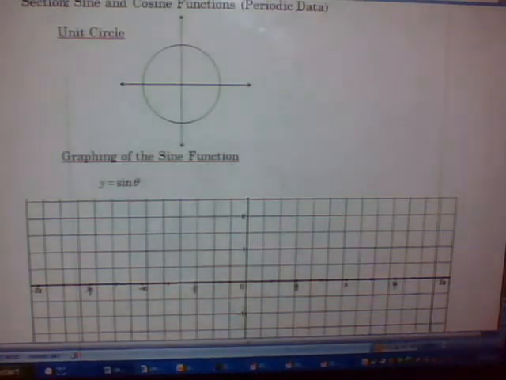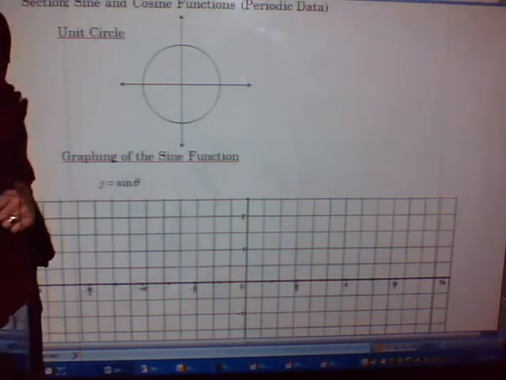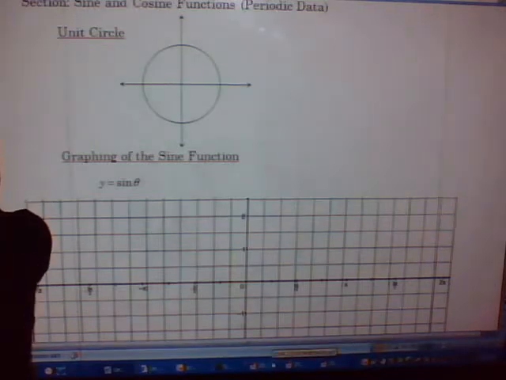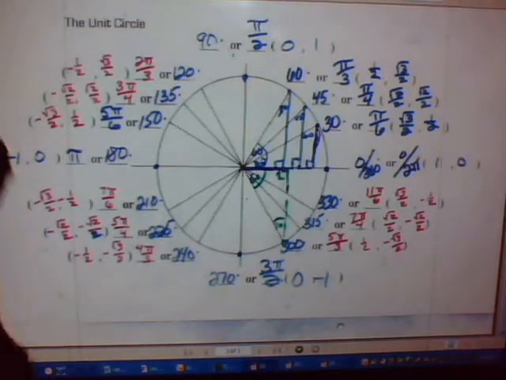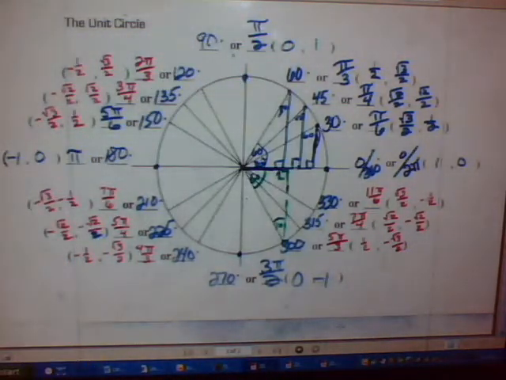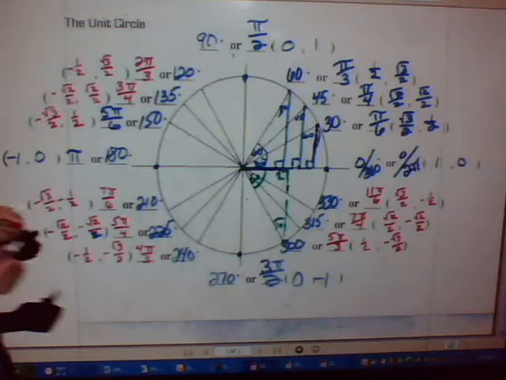All right, in this section we are going to look at the sine and cosine graphs. As I discussed earlier, the sine and the cosine graphs are all based off of the unit circle. So this unit circle that we worked on yesterday is where the sine and the cosine graphs really come from.